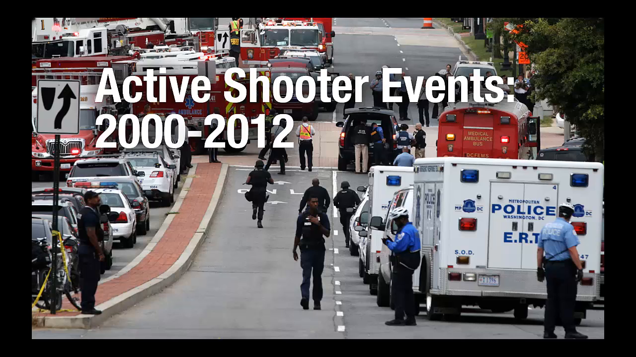This is the first in a series of videos I'm going to put together on active shooter events, particularly focusing on events that happened in the US from 2000 to 2012. When I talk about active shooter events, I'm talking about things like Columbine, Virginia Tech, Sandy Hook, that sort of thing. In order to give you a better feel for what I'm talking about and set the stage for the rest of this presentation, I'm going to play some 911 calls from an active shooter event that happened in Clackamas Town Center Mall in 2012.